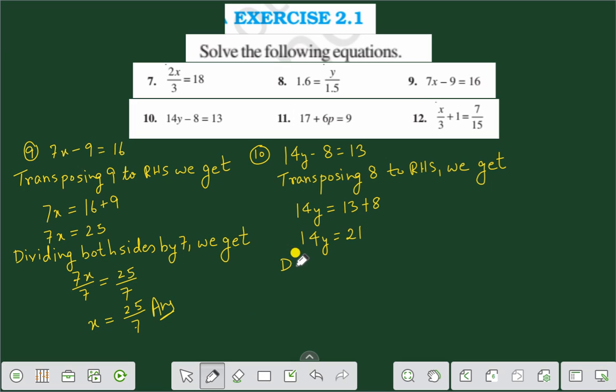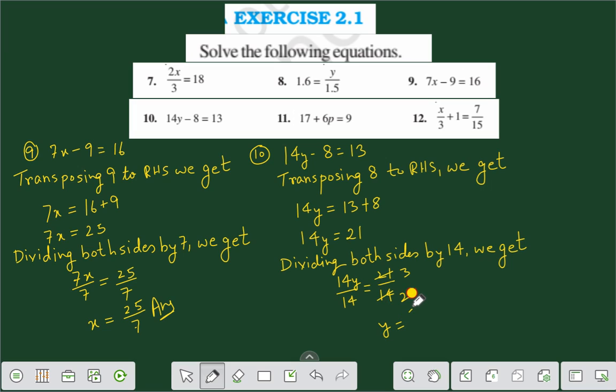Dividing both sides by 14, we get 14y by 14 is equal to 21 by 14. 7 2s are 14, 7 3s are 21, or y is equal to 3 by 2, and that is the answer. Y is equal to 3 by 2.